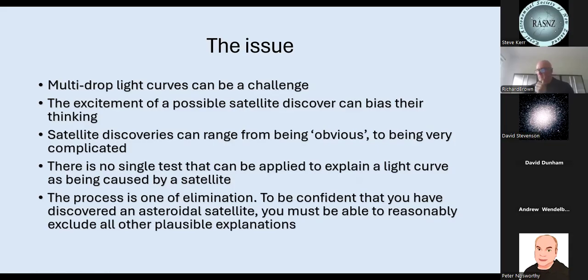One of the challenges with asteroidal satellites is there is no simple test to say this is definitely a satellite. There are three possible causes of double dip light curves, which I'll go through. To say it's a satellite, you've got to exclude the other two. Oh, four causes. One false. Never mind. But the process of saying this is a satellite is a process of excluding all other alternative explanations.